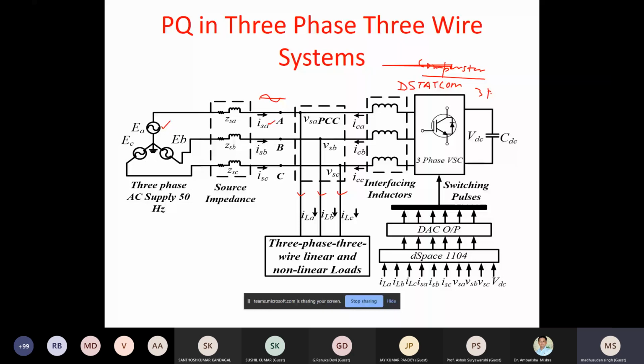a three-phase voltage source converter. So there are three-phase switches here. In fact, six switches inside this box, and the control of these six switches is achieved by providing switching pulses based on what kind of compensation you want to ensure here, whether you want only reactive power compensation, or harmonic compensation, or load balancing.